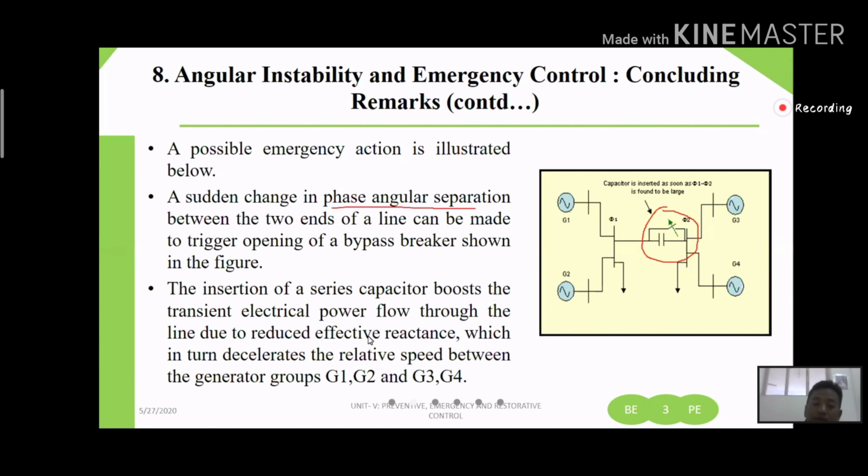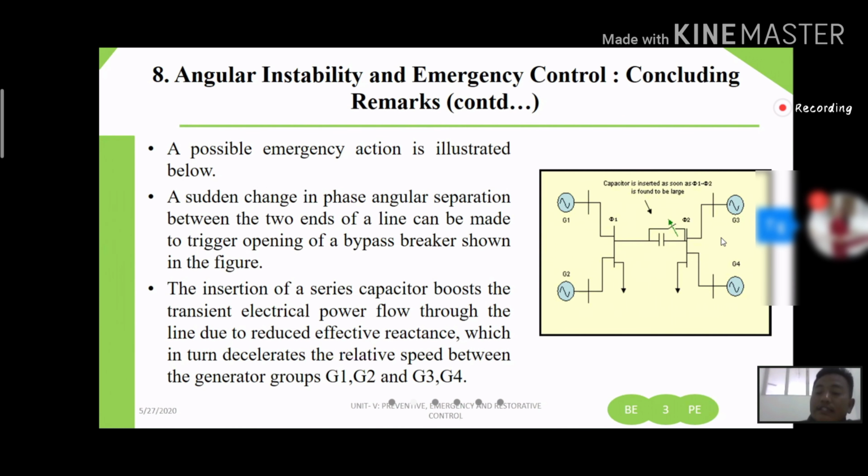de-accelerate the generators G1, G2, G3 and G4. Which in turn will de-accelerate the relative speed between the generator groups G1, G2 and G3. So if it is de-accelerating, then your angular difference will come back, or it will be small. It will not go beyond, so it will be small. If it is small, then we know that it will bring back to the steady state. This is how we have to carry out the emergency control if it is angularly unstable. The earlier one is very difficult to carry out, but the preferable method is inserting a capacitor.